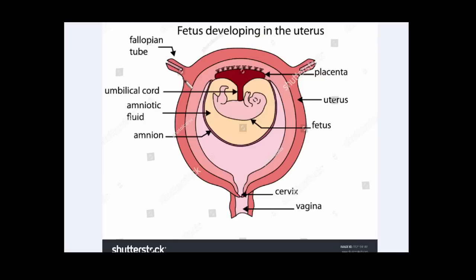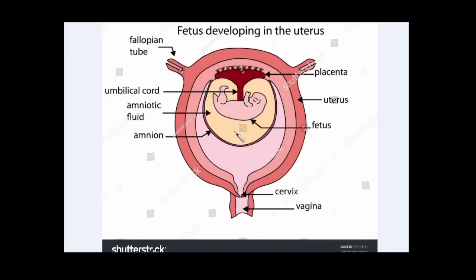And then we have the corpus. The corpus is the main body of the uterus, this part here, that houses the fertilized egg cell or the blastocyst for it to develop. That is what we refer to as the corpus.